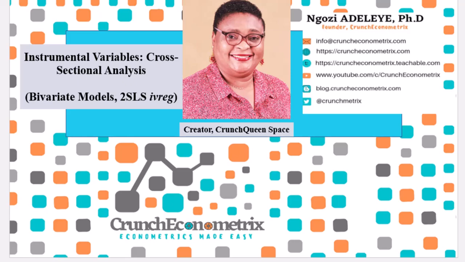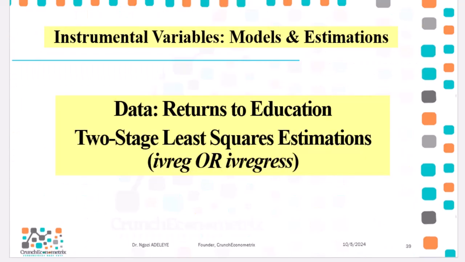In this video, I will be using Stata inbuilt IVREG and IVREGRESS on a bivariate model to estimate instrumental variable techniques. The link to the data and the Stata do file are both in the video description. Click on the links. It will take you to my ResearchGate profile where you can access both files.